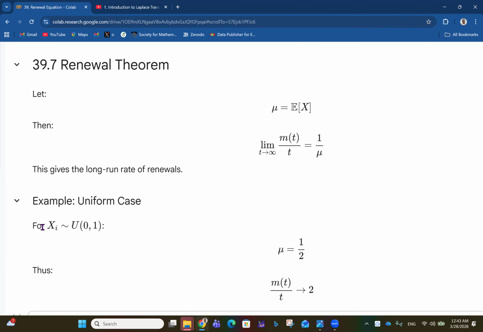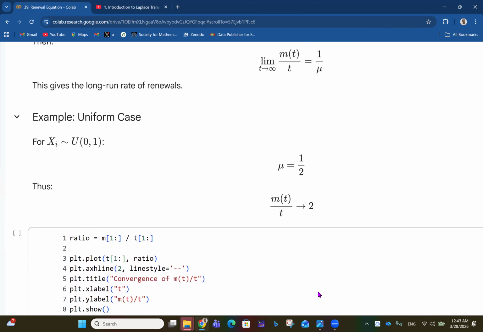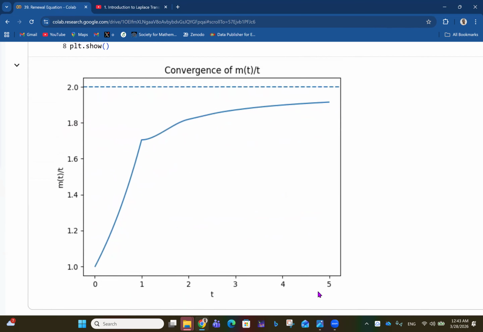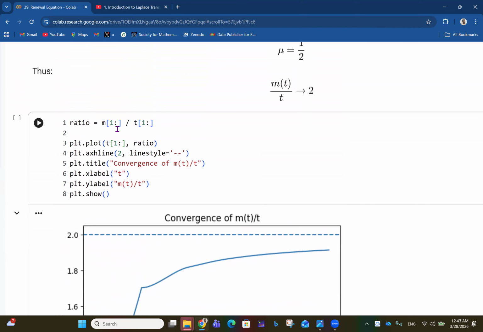So you have an example for xi that is uniformly distributed from 0 to 1. Of course, we know the mean is 1 over 2, because that is 0 plus 1, divided by 2. Thus m of t over t as t goes to infinity will be the inverse of 1 over 2, which is simply 2. That's 1 divided by 1 over 2, which is just 2. That's what the renewal theorem says. And of course, we have that kind of thing here. You have taken the ratio of m of t over t, from time 1 to infinity.